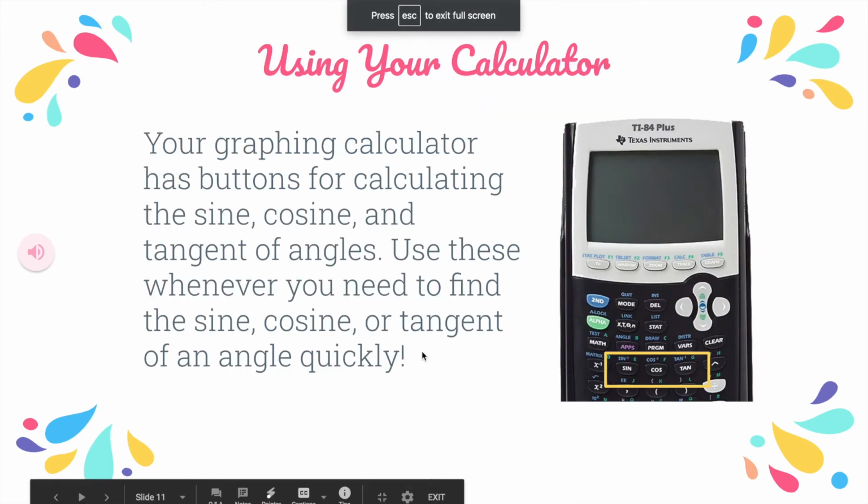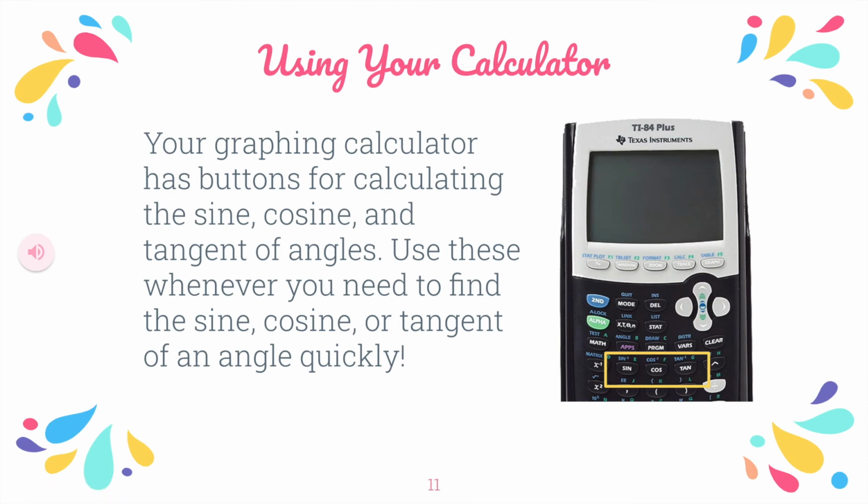As you continue to do more problems in trig, a good thing to know is that your graphing calculator actually has buttons for calculating the sine, cosine, and tangent of any particular angle. So let's say you're doing a problem and you need to know the sine of 343 degrees. You can just enter that into your graphing calculator and figure it out.